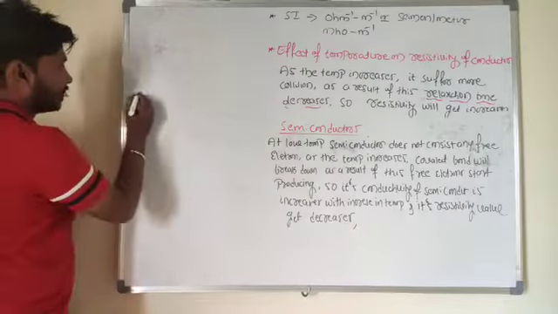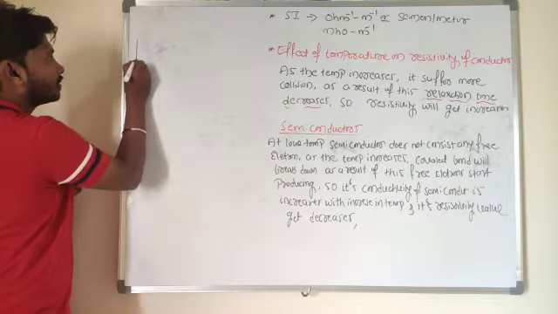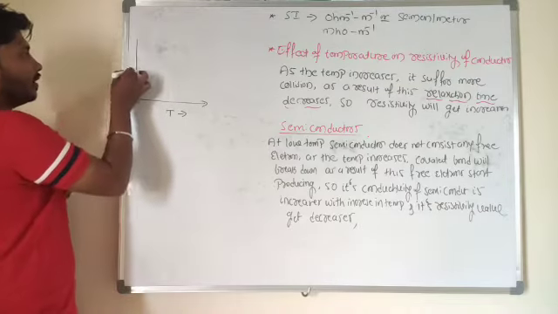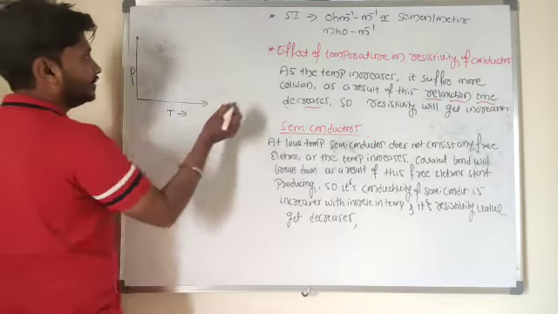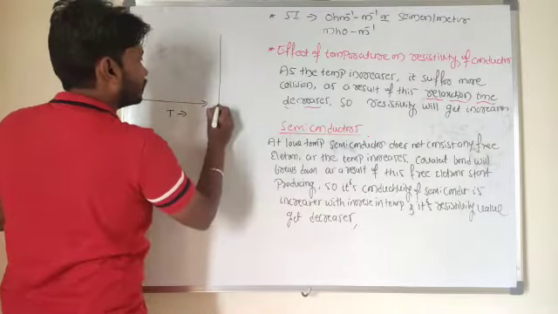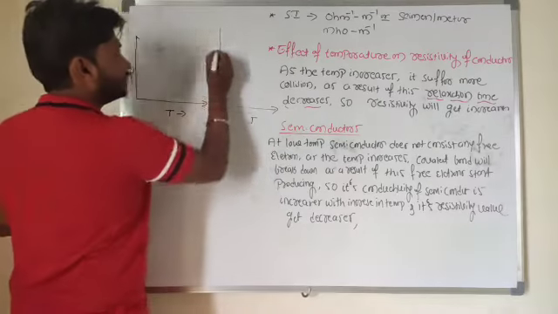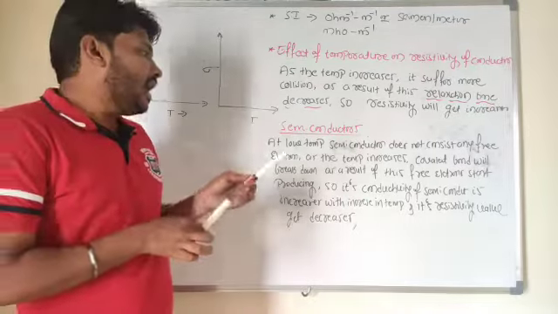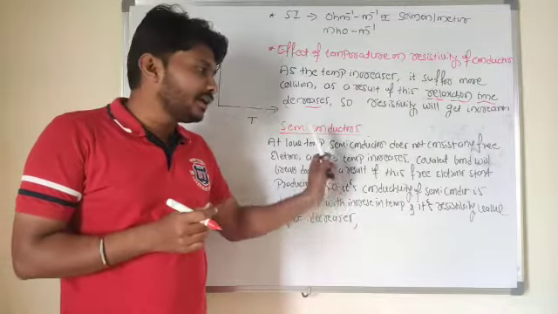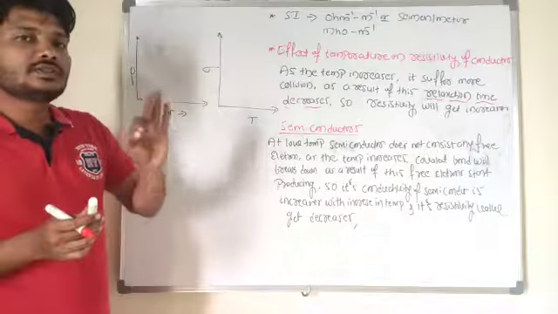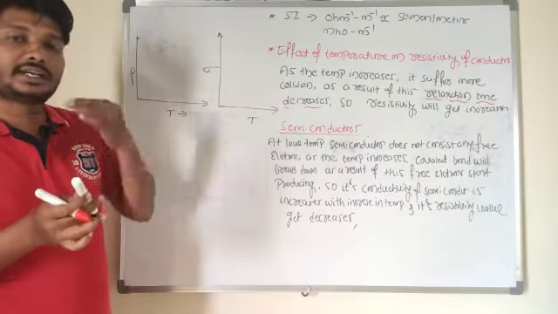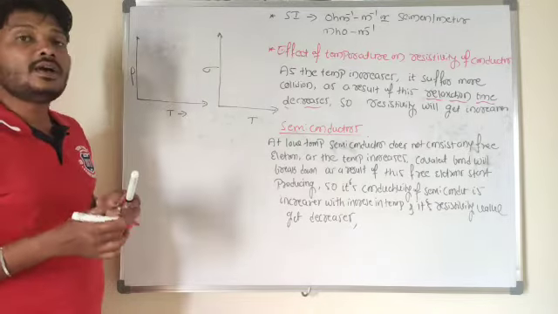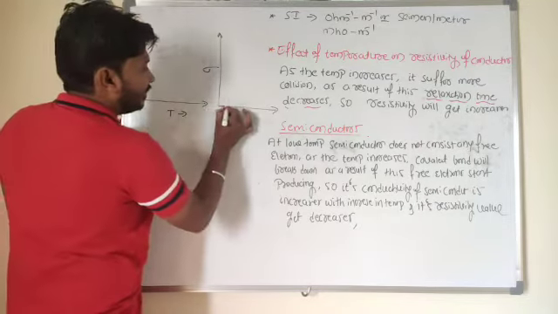So look here, along the x-axis temperature, along the y-axis resistivity, and the same along the x-axis temperature, along the y-axis conductivity. As the temperature of the semiconductor increases, what happens here? Its conductivity value will increase, which means the y coordinate value should increase here.